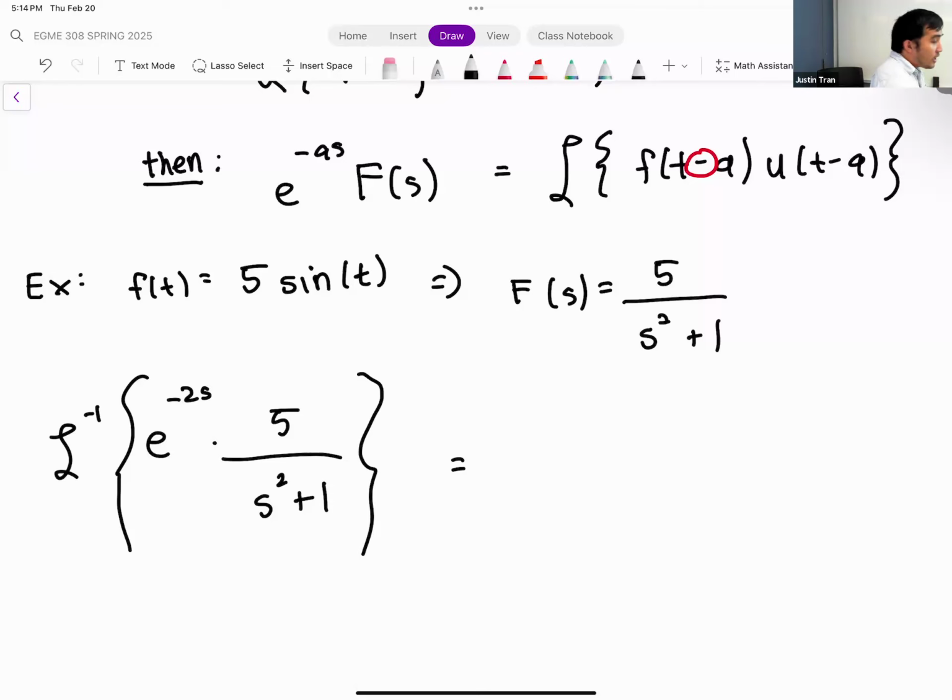In order to find the actual inverse here, we have to apply our second shifting theorem. The second shifting theorem basically says that this result is going to be 5 multiplied by sine of t minus 2 multiplied by u of t minus 2.